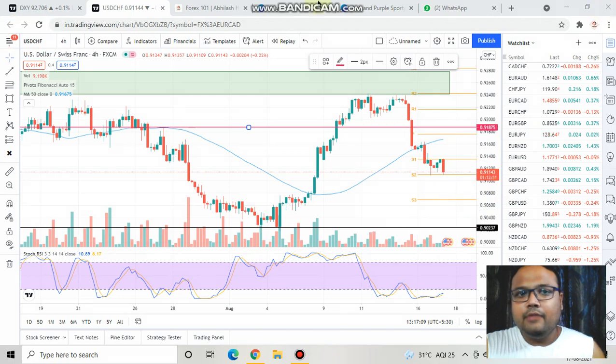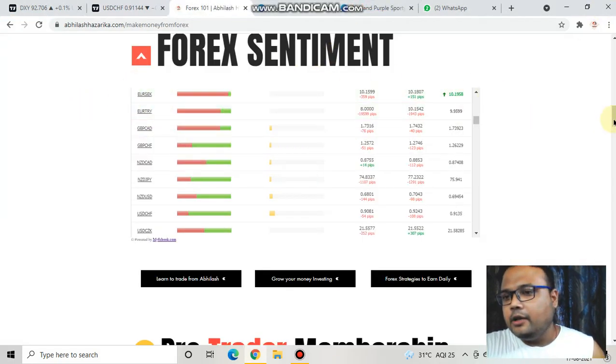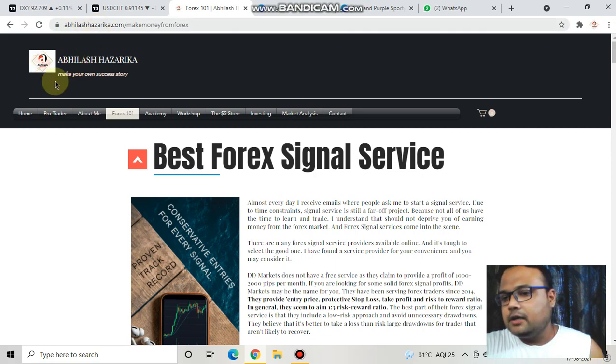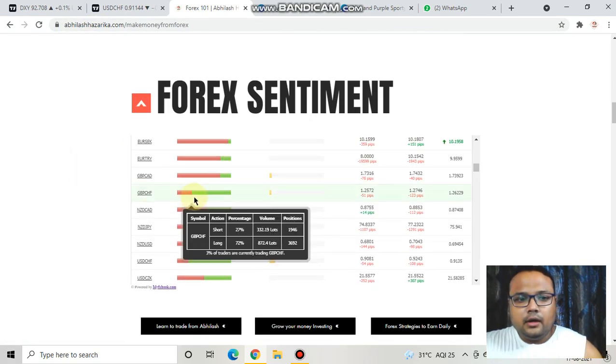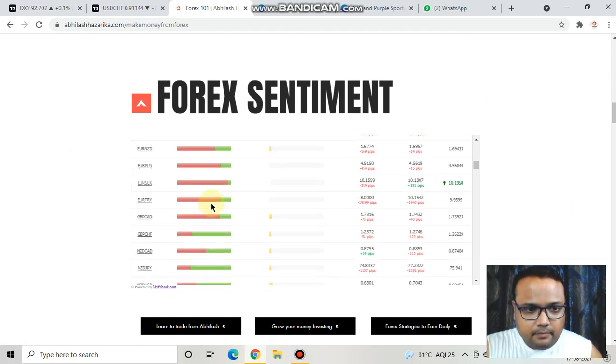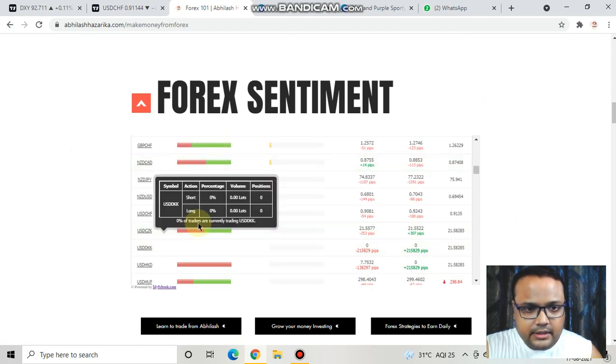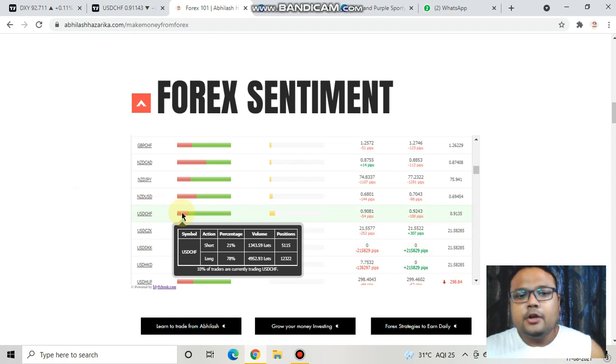Okay, and if you look at the Forex sentiment meter here, you'll find a Forex sentiment meter on my website avilashhazarika.com under Forex 101 section. USDCHF, yes, here's the USDCHF. You can see that 21% retail traders have taken short position and 78% retail traders have taken long position.